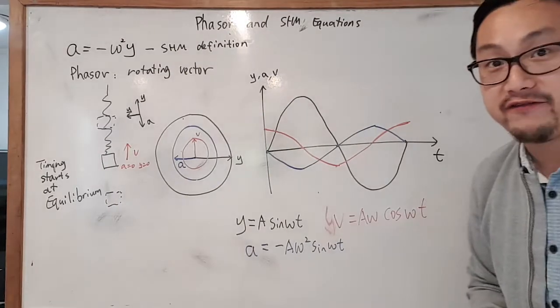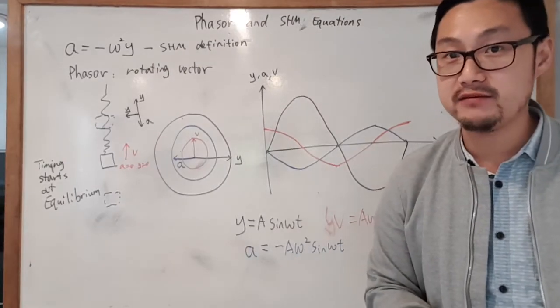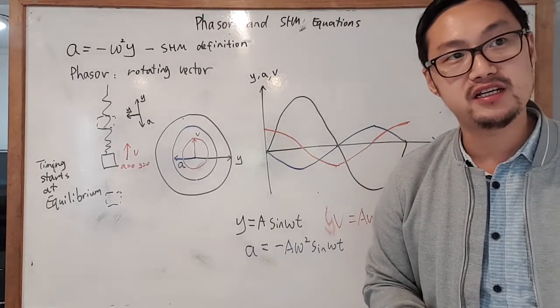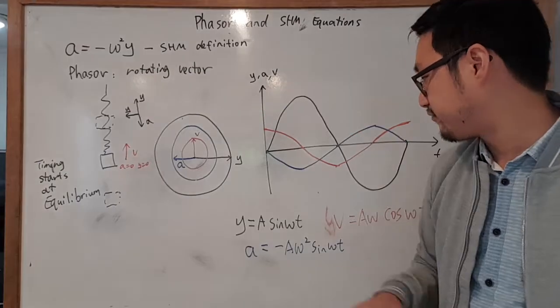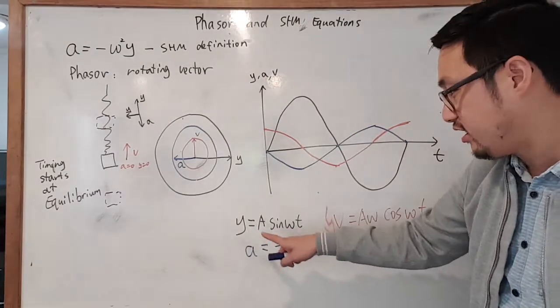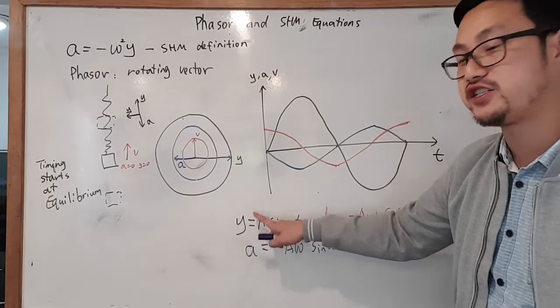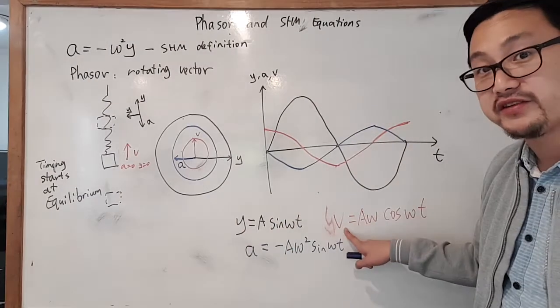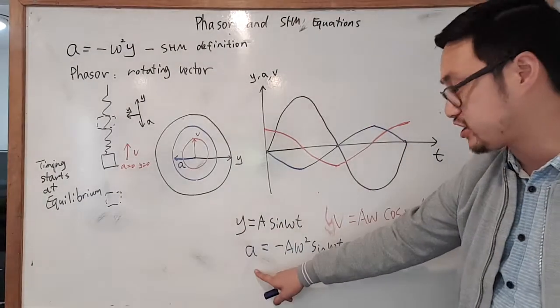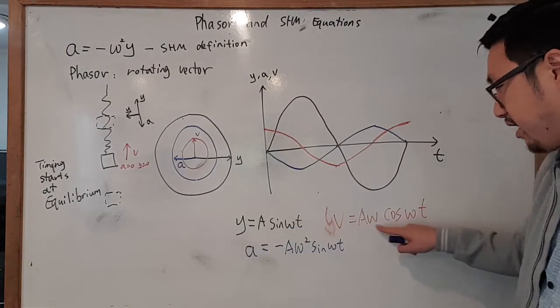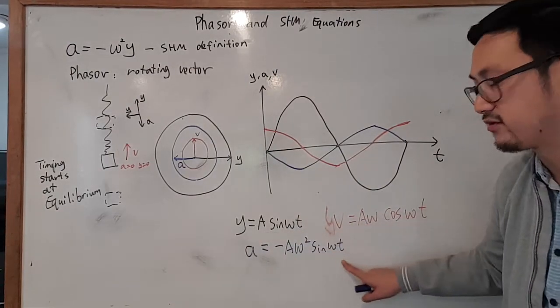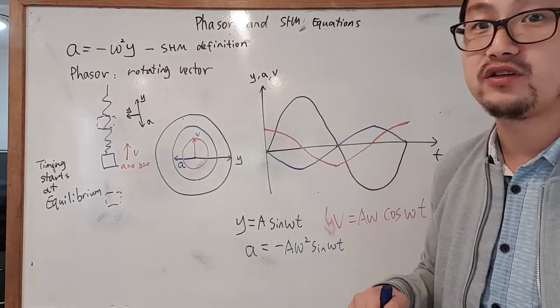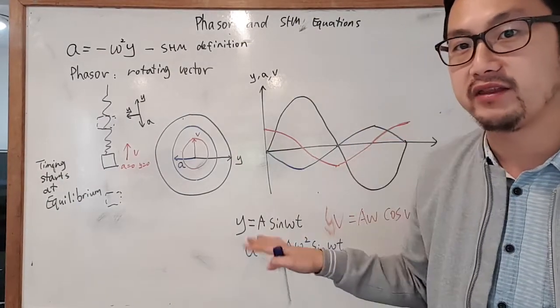So over here, acceleration is going to equal negative a omega squared sine omega t. So that is this one. If you learned about differentiation, the displacement you differentiate will become your speed. The speed you differentiate will become acceleration. If you differentiate this, it will become this. But if you are not learning calculus, don't worry about it.